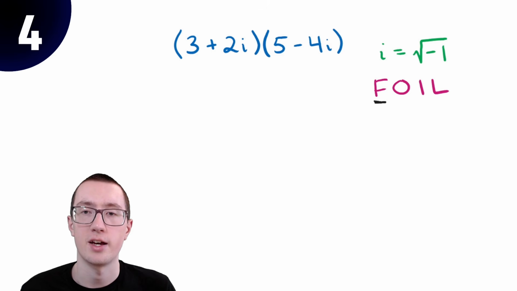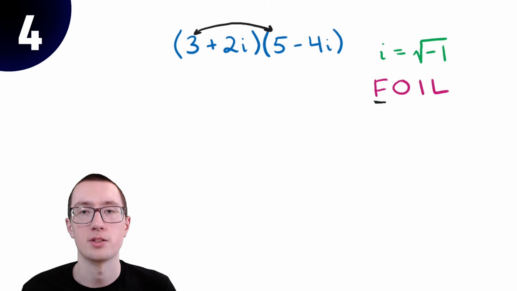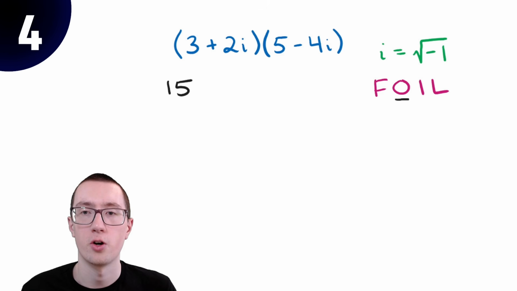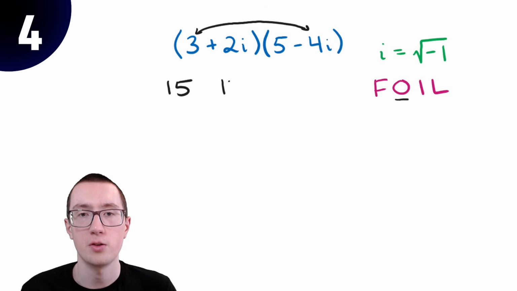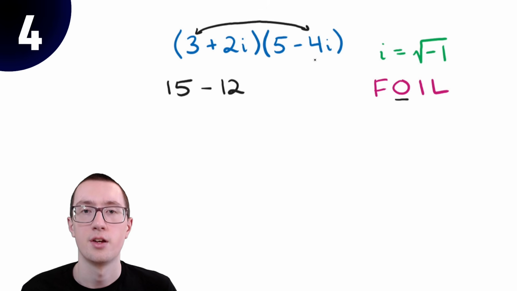So the first one is F, which stands for first. So we need to multiply the first parts of each of the sets of parentheses. So 3 times 5 is 15. The second step of FOIL is O, which stands for outer. So we multiply the outer parts of the problem. So 3 times -4i. Remember that the minus signs always stay. So 3 times 4 is 12. And then we have one negative sign, so the negative sign stays. And we also have one i, so the i stays as well.